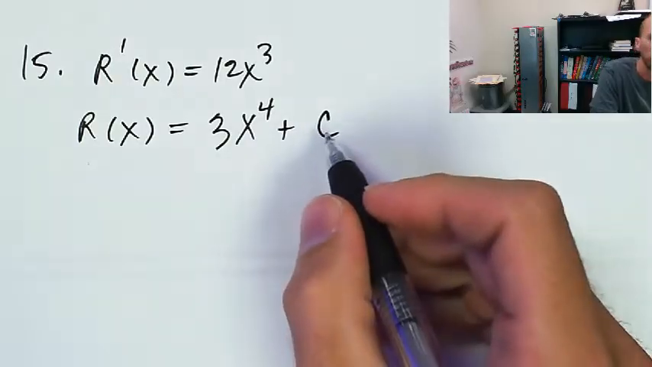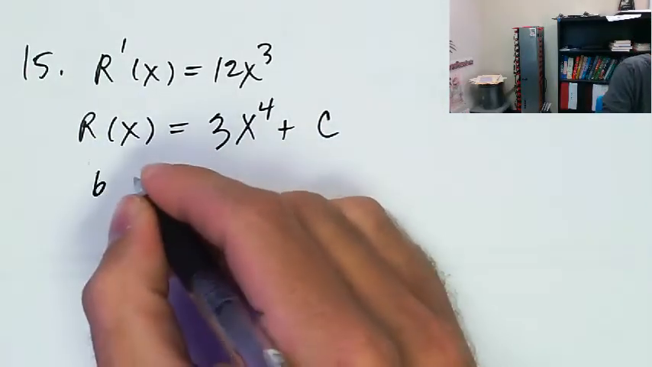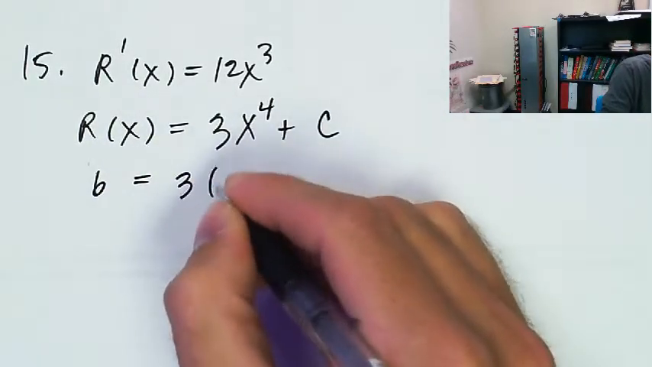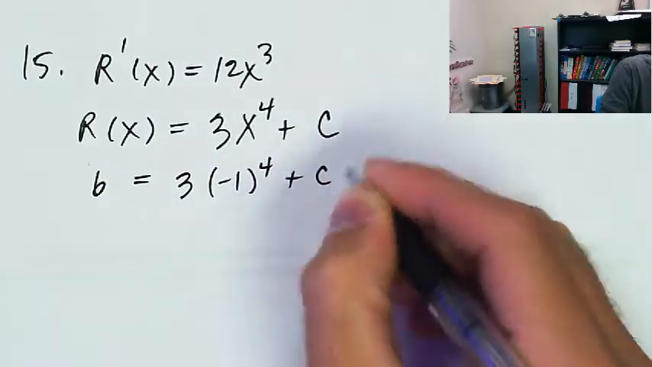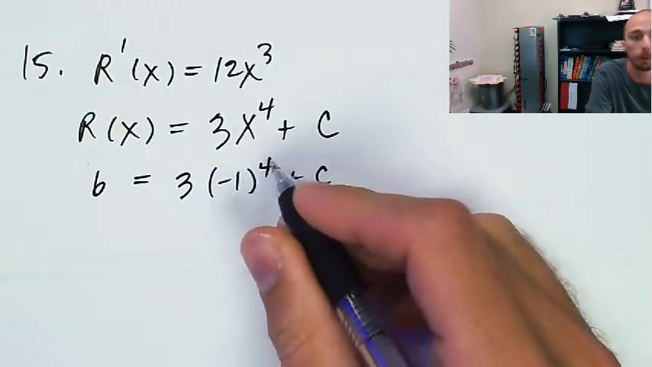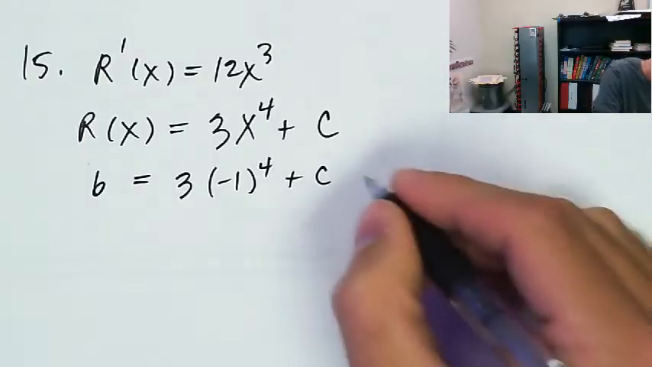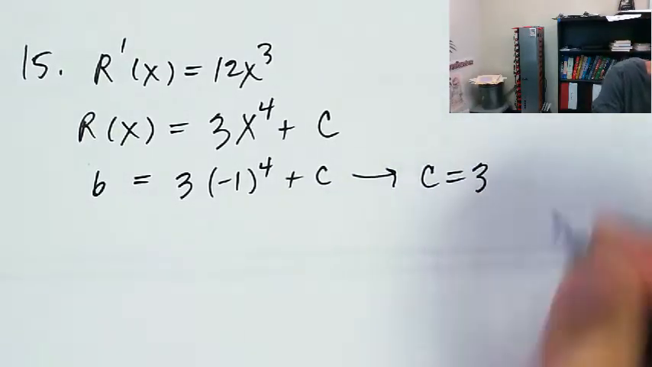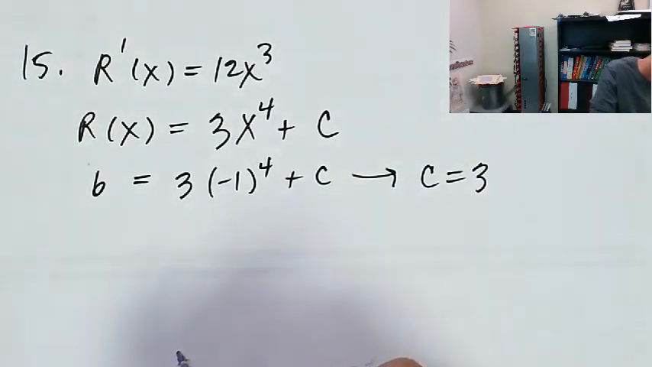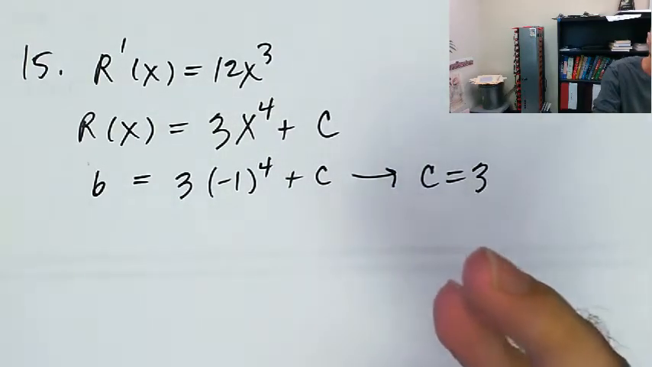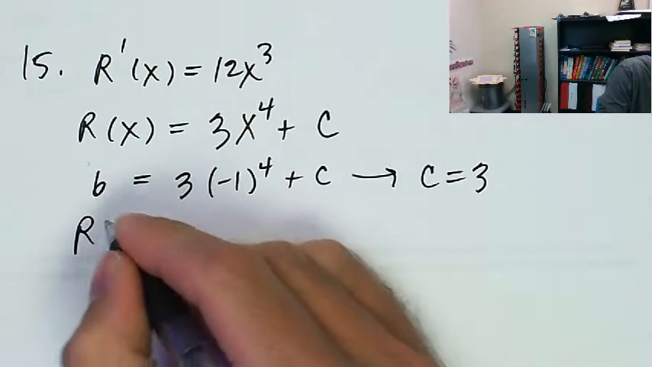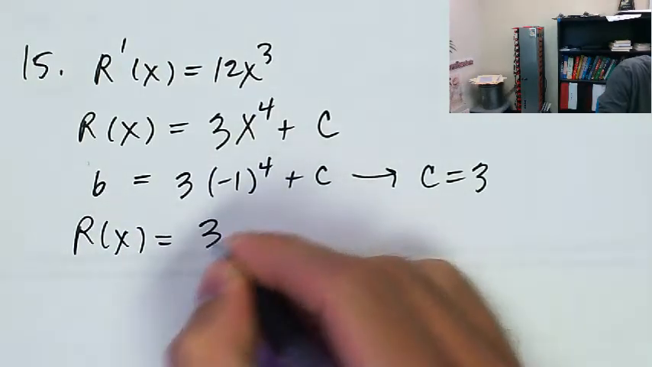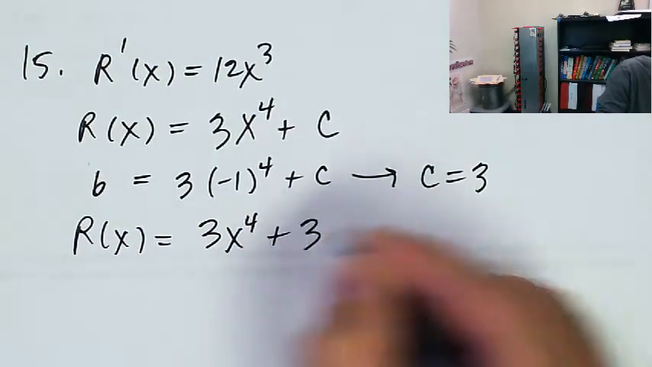R of negative 1 equals 6. Okay, negative 1 to any even power will be positive 1, so 6 is 3 plus c. That's telling me c needs to equal 3. Okay. And, oh, it's just find r of x. Okay, well, r of x equals 3x to the 4 plus 3.